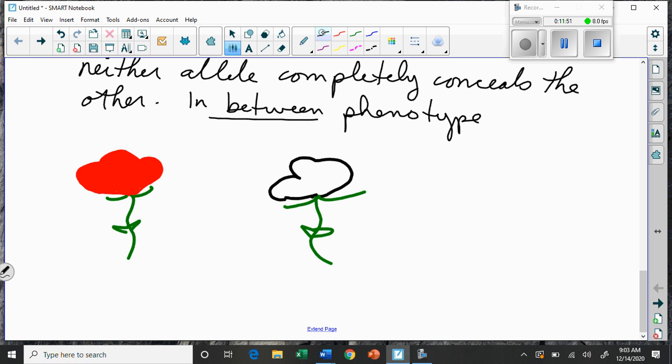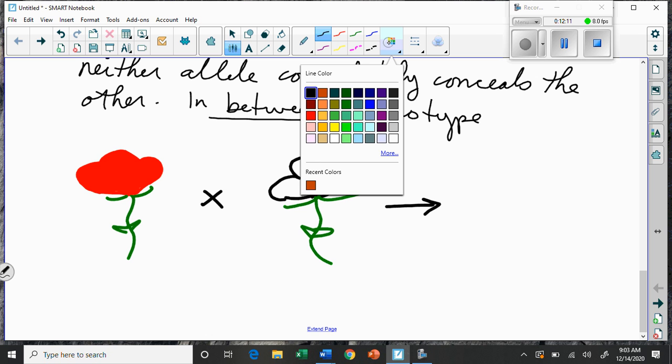So when we cross these two, what we end up getting is a situation where the red cannot completely mask the white, or vice versa, but instead of getting a flower that has red and white all through it, we get a mix of the two traits. And the flower comes out in a pinky color.